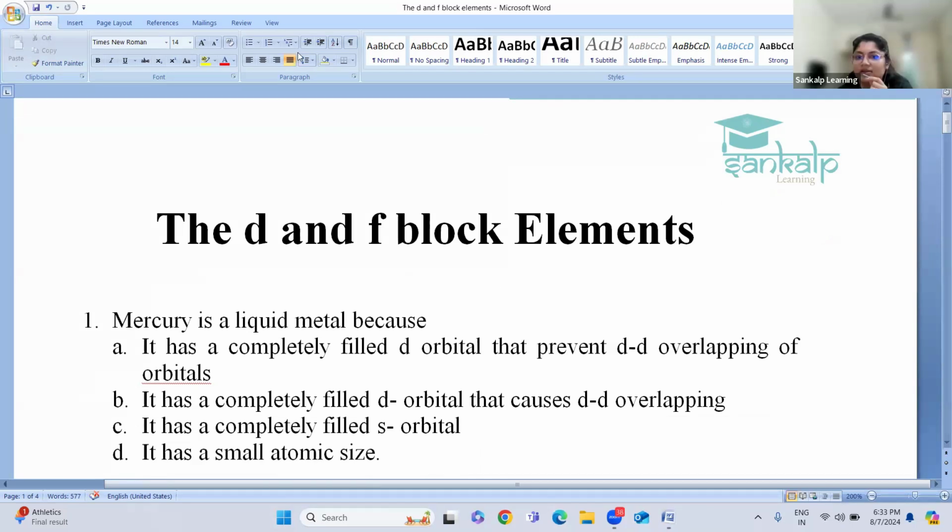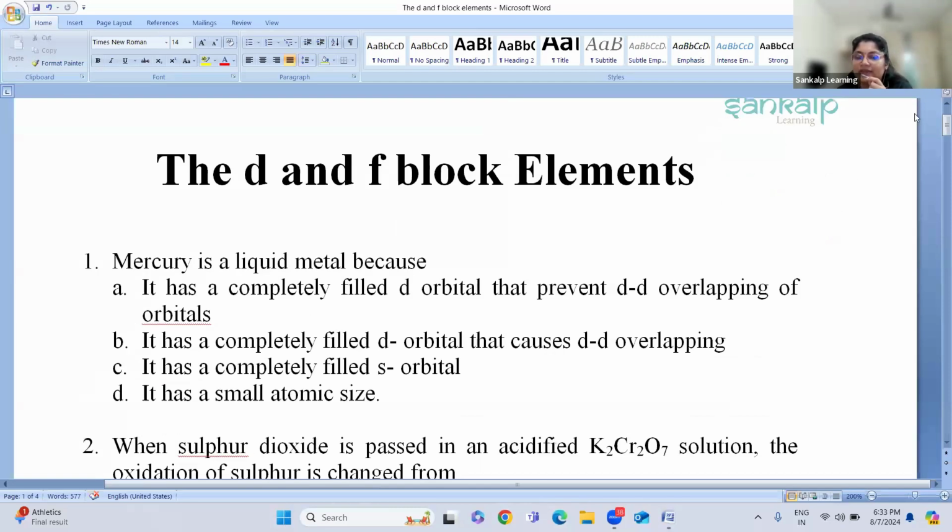Good evening. Okay. So, we have completed two chapters. We have completed MCQ solving on the first chapter, Solutions, and then we had seen Alcohol and Haloalkanes and Haloarenes, right? So today we are going to start with the next chapter, that is D and F block elements.